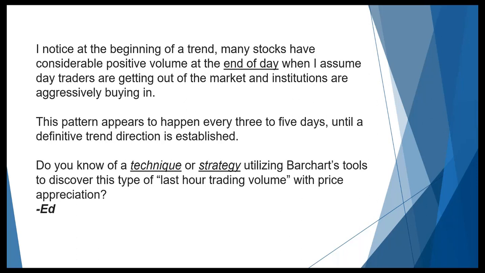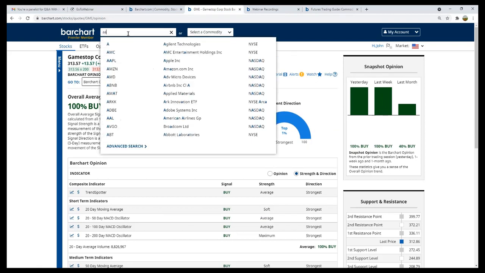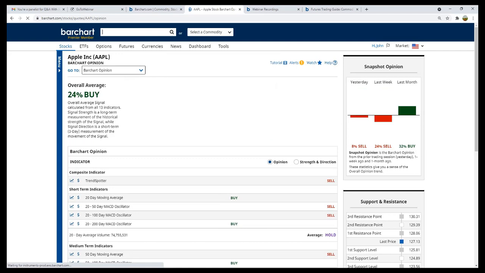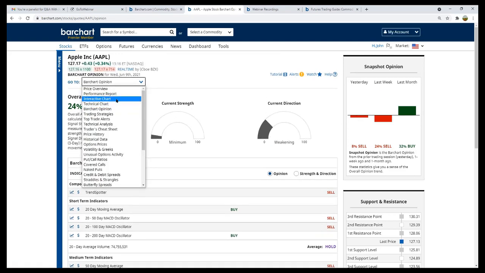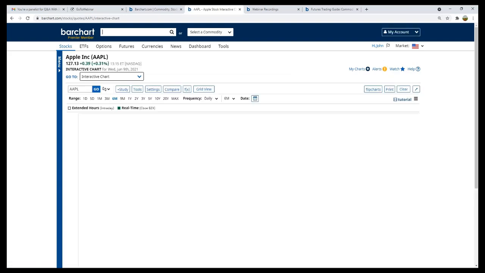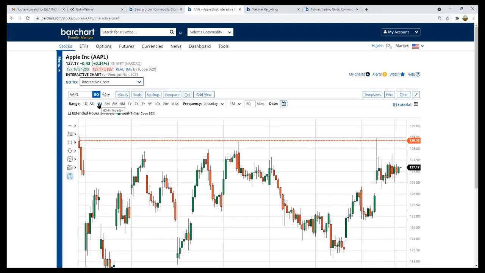Do you know of a technique or a strategy using bar charts tools that could help you look for this cycle or these potentials? Okay, so let's go to, I'm not going to go to GameStop, let's go to a stock that everybody is familiar with, Apple, and I'm going to go to my interactive chart. Once I pull that up, I'm going to go to a lower time frame, and I picked 1 month, because what I want to do is look at a 60-minute interval.